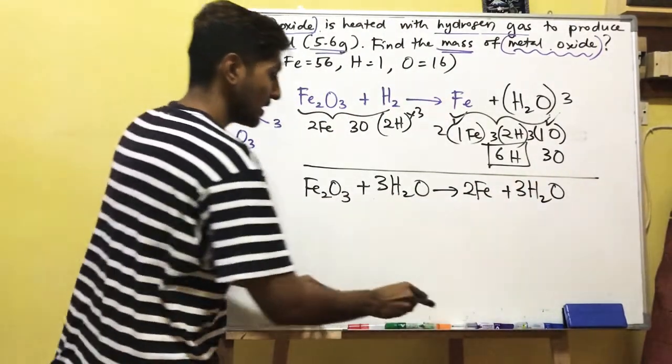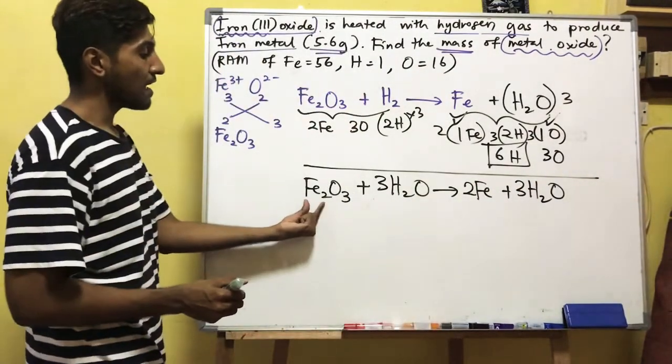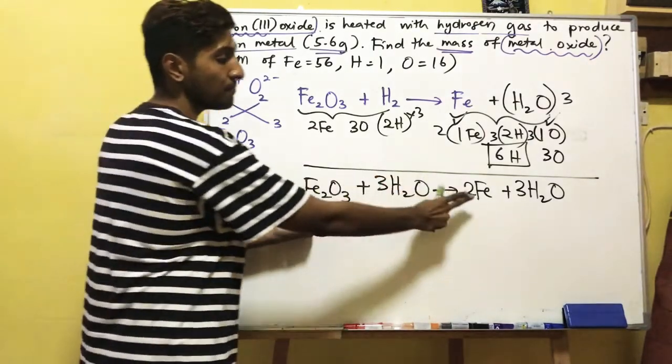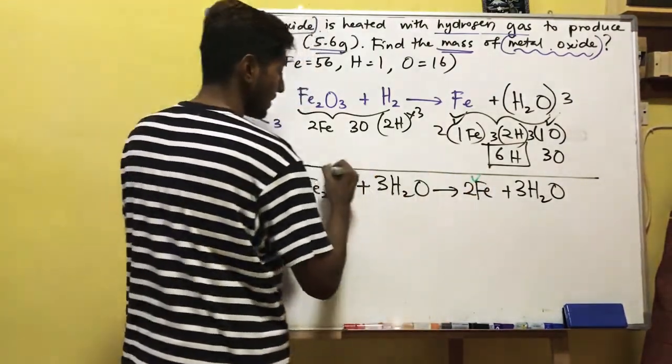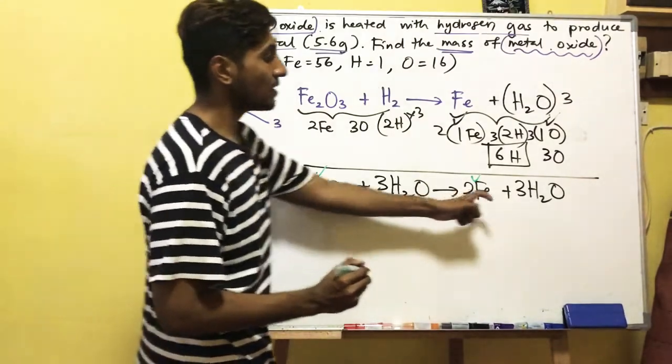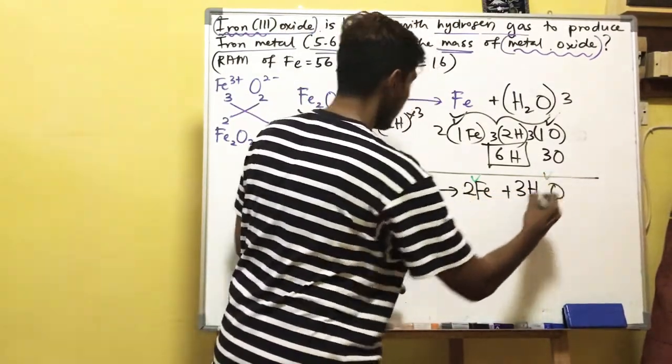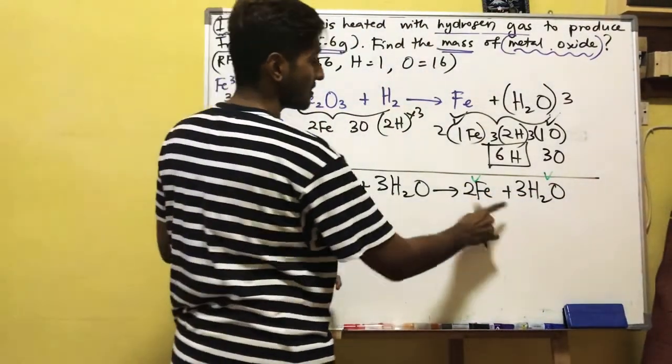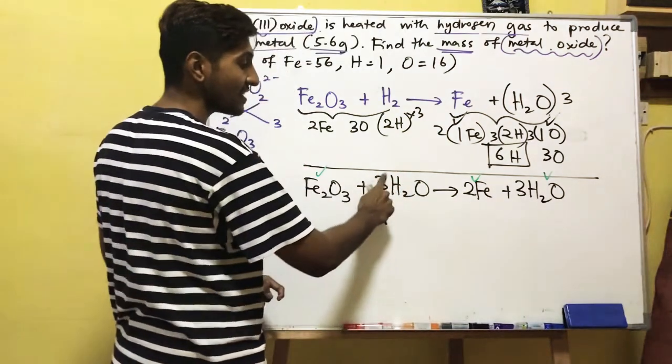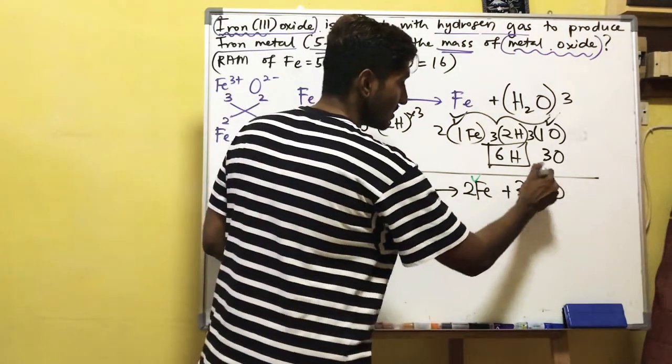So, now we are going to calculate. Fe2, 2 ferrum, balanced. O3, balanced. H6, H ada 6, so there's 6H here, there's 6H here, balanced.